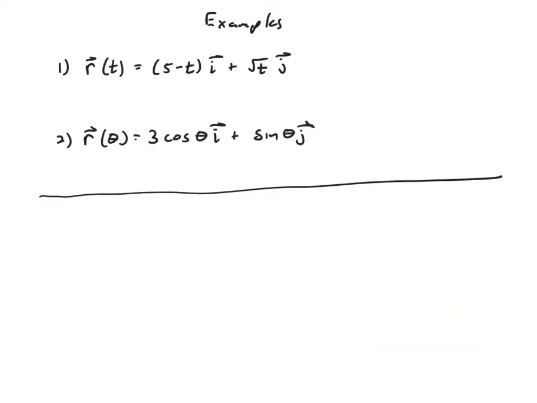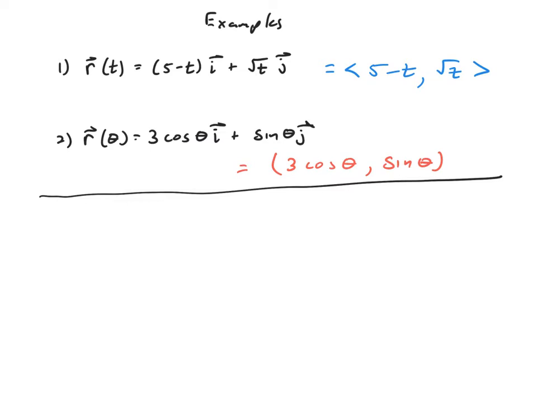Now let's look at a couple of examples. The first one, r of t is the vector valued function 5 minus t times vector i plus the square root of t times vector j, which the other way of notating that would be the vector 5 minus t, square root t. And number 2, the vector valued function r of theta is equal to 3 cosine of theta times i plus sine of theta times j. So that vector valued function would be equal to the vector 3 cosine theta, sine theta. I used the AP notation there.